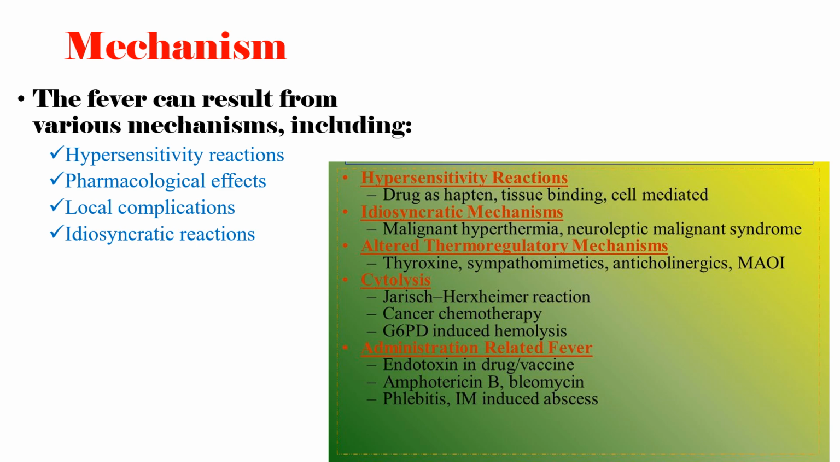Drugs cause fever by different mechanisms. From this, the most common mechanism is a hypersensitivity reaction. This is similar to an allergic reaction, where the body's immune system reacts to the drug. The other mechanism is pharmacologic effect. The drug itself may alter body temperature regulation, and also fever can occur at the injection site after parenteral administration as a local complication. The fourth mechanism is idiosyncratic reactions, which are unpredictable reactions that are not dose dependent.